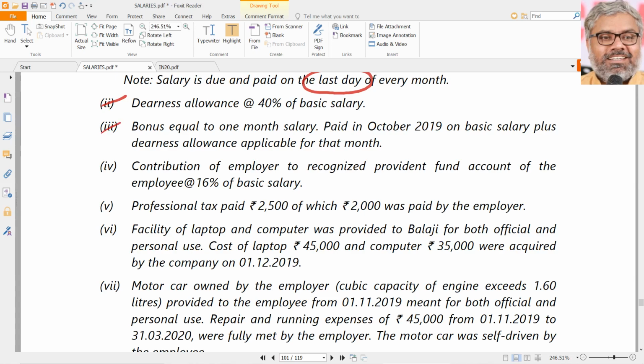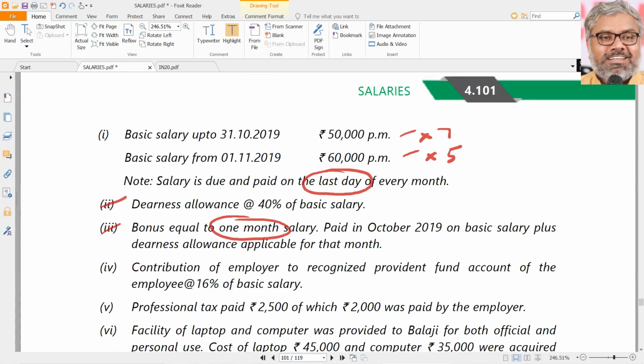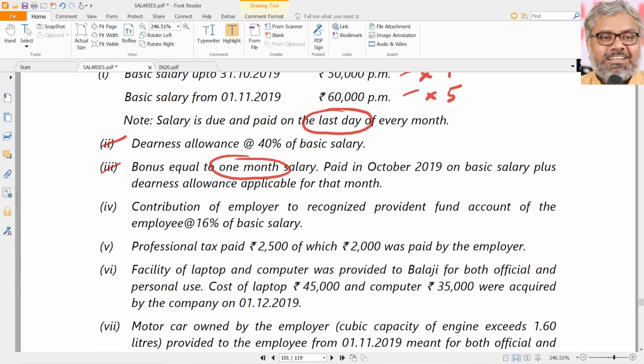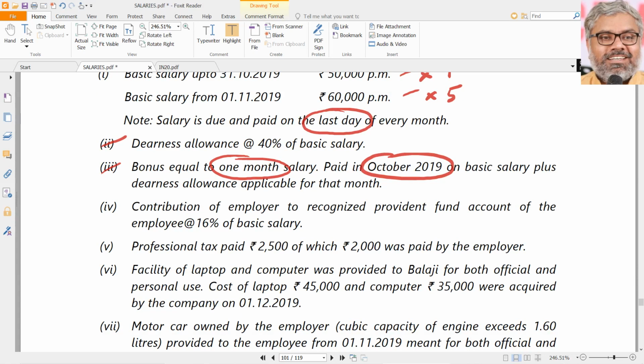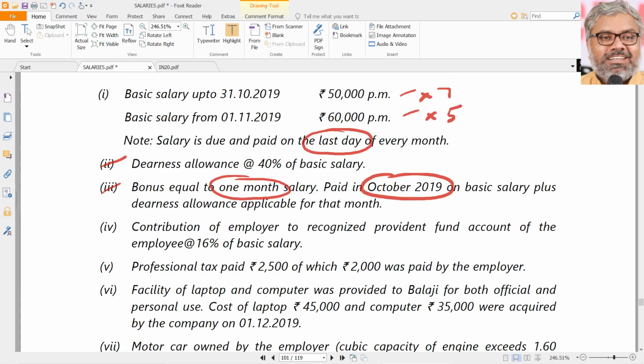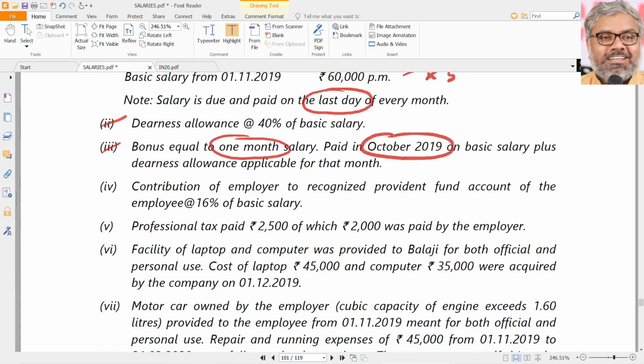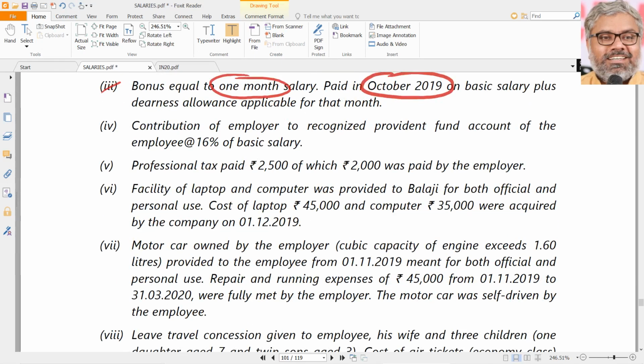Then bonus equal to 1 month salary. So 1 month salary is again a tricky point. Which month? Are we talking about 50,000 monthly salary or 60,000 monthly salary? For that, we have to look at the date when it was given. Paid in October 2019. So definitely October month salary will be given. Means 50,000 rupees basic plus 40% of basic, that is 20,000. Total 70,000 bonus would have been paid.